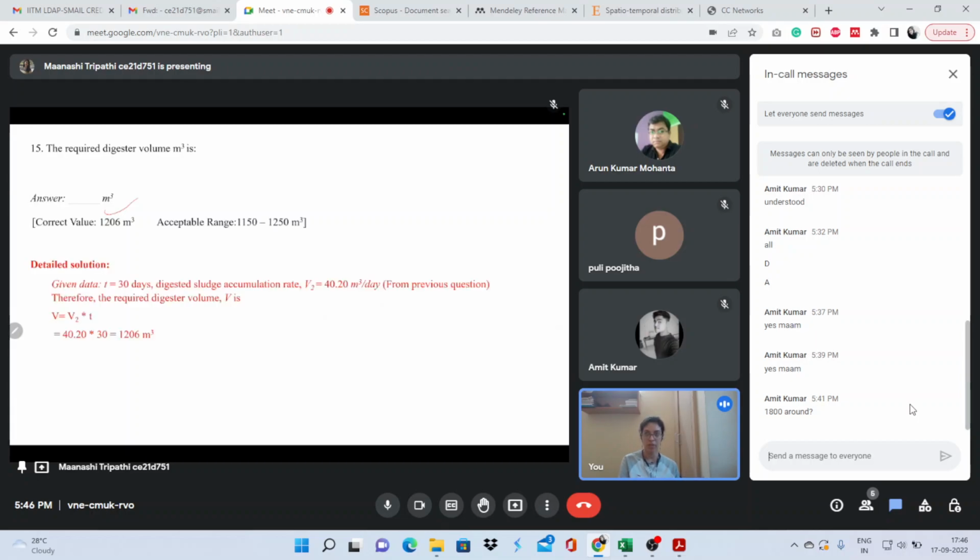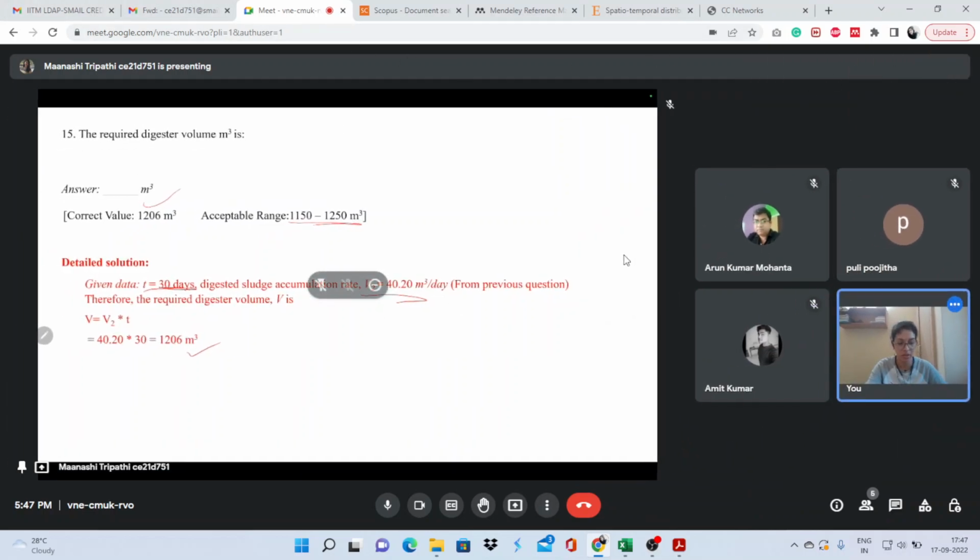We'll see the solution. Time is 30 days. You have seen in the question. Accumulation sludge volume is 40.20. So we just have to multiply and we will get the answer. Yes, Amit, correct. So as you can see, your value is falling between the acceptable range. So all of the values are correct. This was the last question.